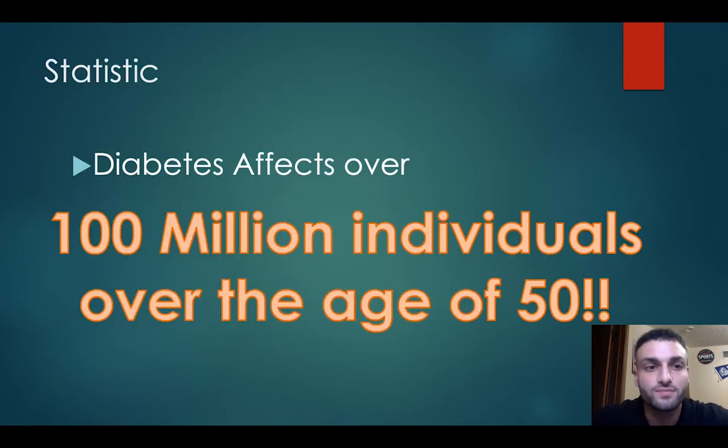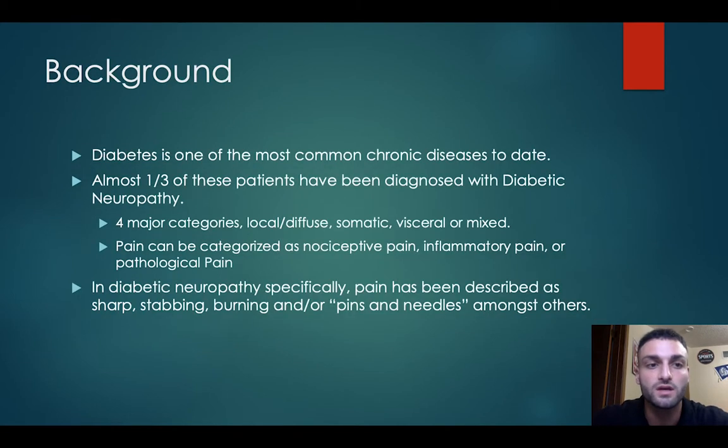Let's get started. A key stat that I found is that diabetes affects over 100 million individuals over the age of 50, which I just found mind-blowing. That's a lot of people, and I can't even conceptualize how much 100 million is. I want to start off with some background, and I realize that some of this may sound scientific, but my job here is to bring it down a little bit so you understand what I'm trying to say.